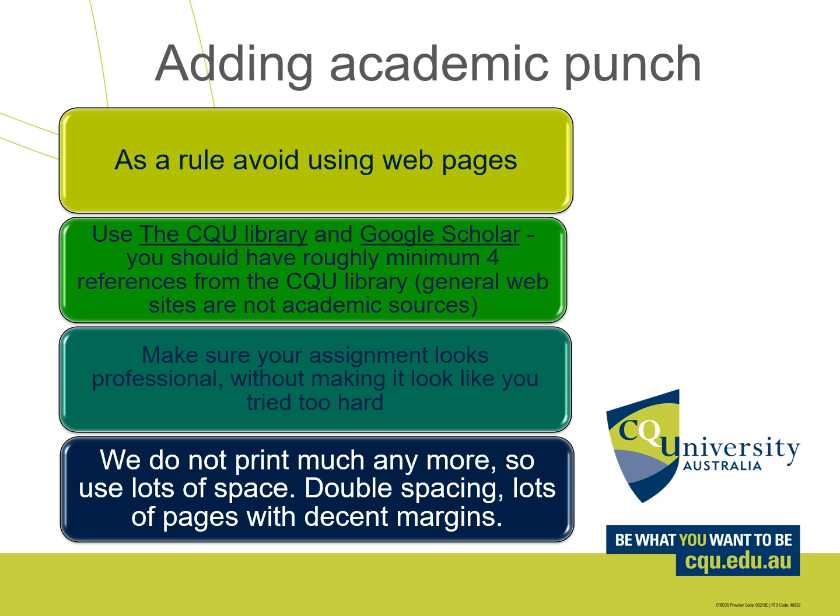Adding an academic punch. As a rule, avoid using web pages for referencing. The CQ Library and Google Scholar are really great places to go. Anyone can write a web page. Even I use Wikipedia for personal learning, but anyone can write a Wikipedia page. What's better is the journal articles found in the CQ Library and in Google Scholar. And to be honest, they're just as easy as Google.